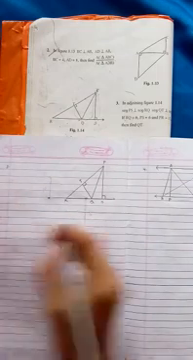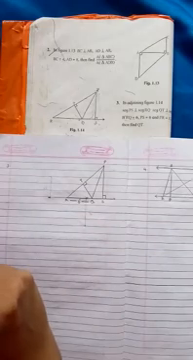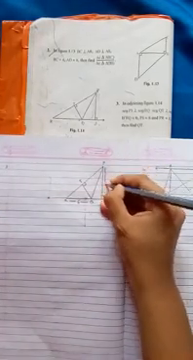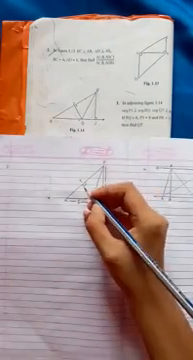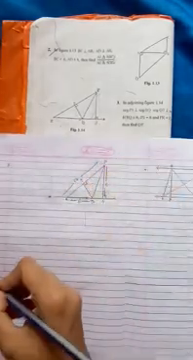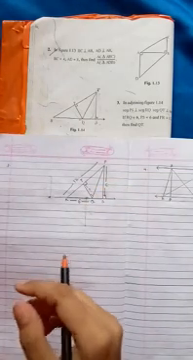RQ is 6. Where is RQ here? RQ is 6. Okay? PS is 6. Where is PS? This perpendicular line is 6. PR is 12. Where is PR? Here. PR is how much? 12. Find QT. You need to find this QT. Correct? Now what are you going to do here?